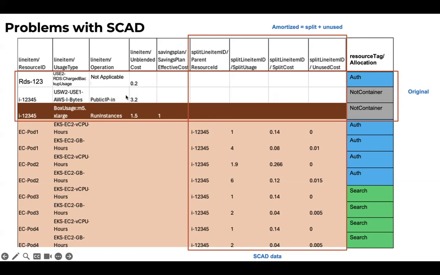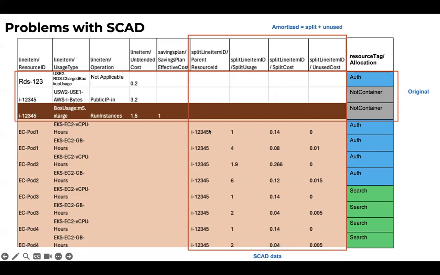Public IPN is a data transfer cost of $320, and there is some run instance cost of $50. So it is this run instance cost which is getting split up. Okay, so without SCAD, we will only see these original three line items. With SCAD, it produces these new rows, as well as new columns.